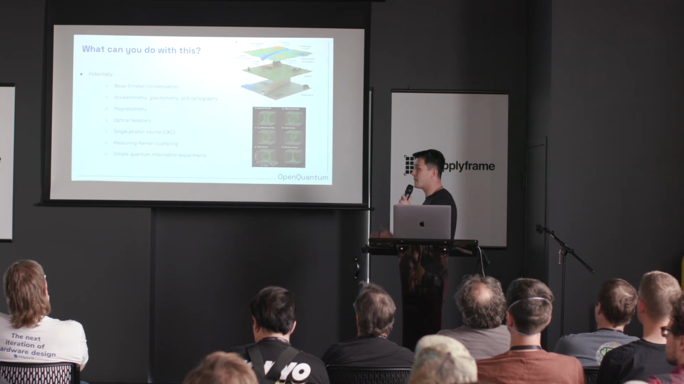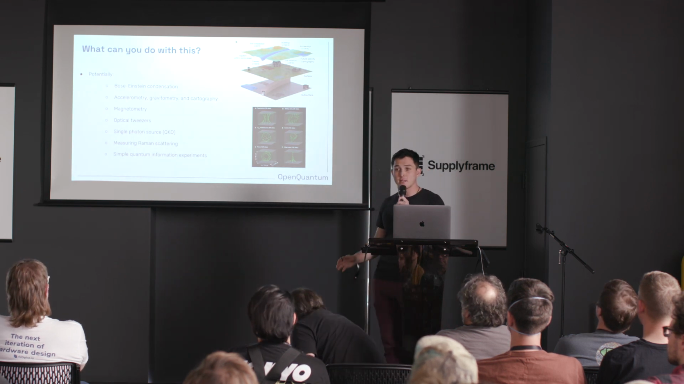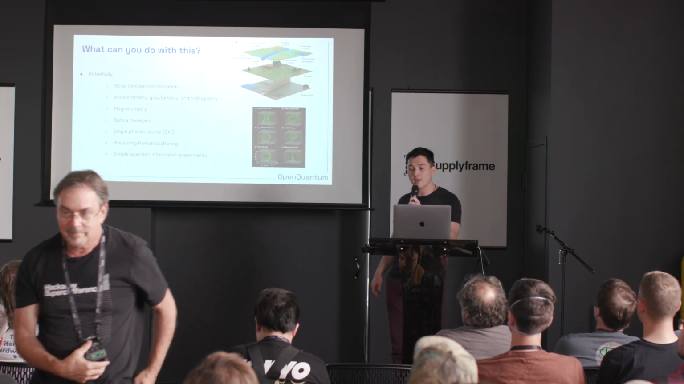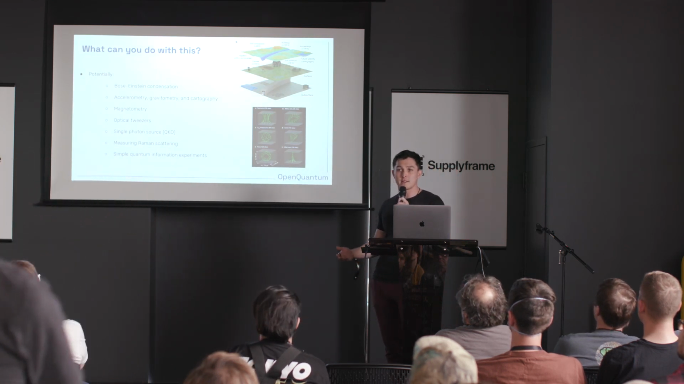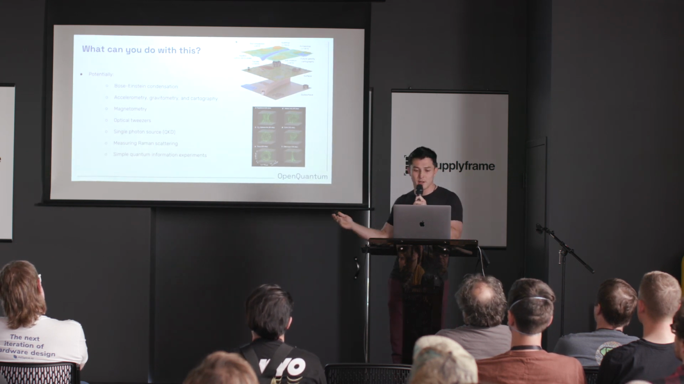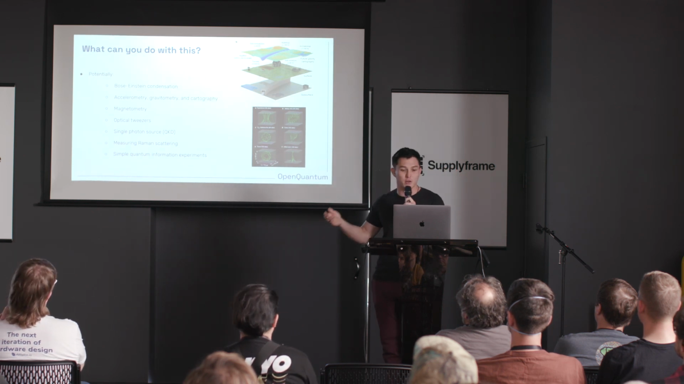And so here are some things that you might be able to do with the device. So you can make a Bose-Einstein condensate. This is one of the first applications of ultra-cold atomic gases. It's one of the most exotic states of matter, where everything is in a degenerate quantum state. This is more scientific. But then there are very engineering-oriented applications like accelerometry, gravitometry, cartography.